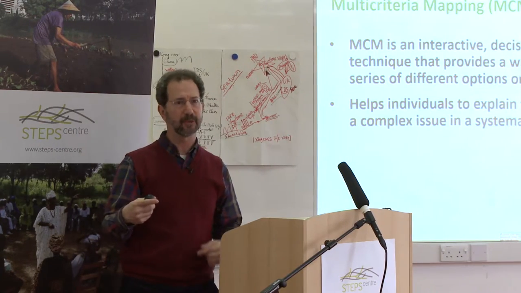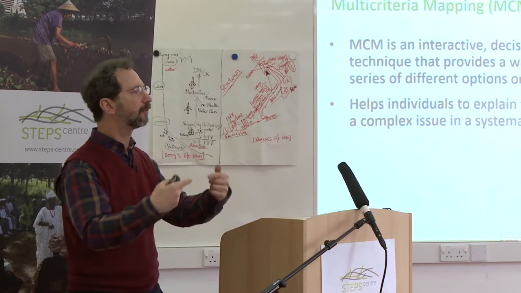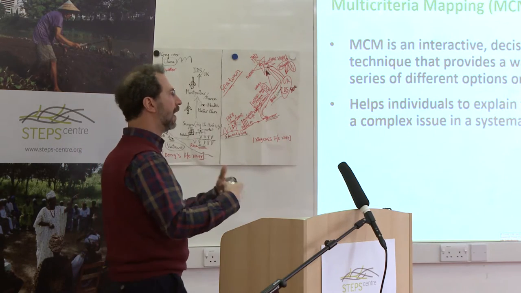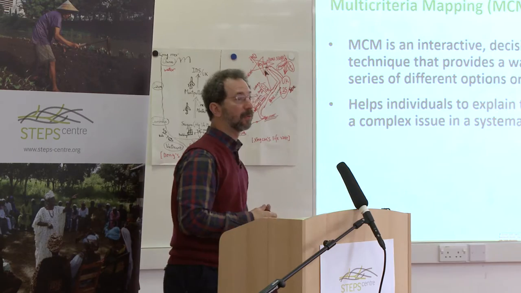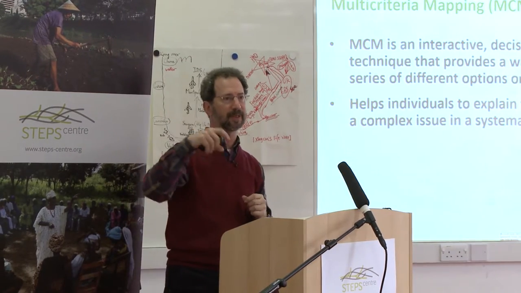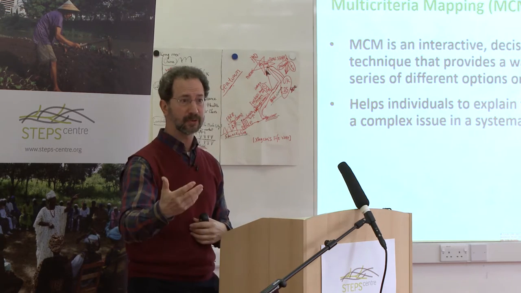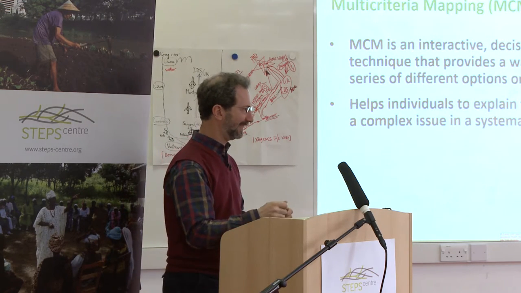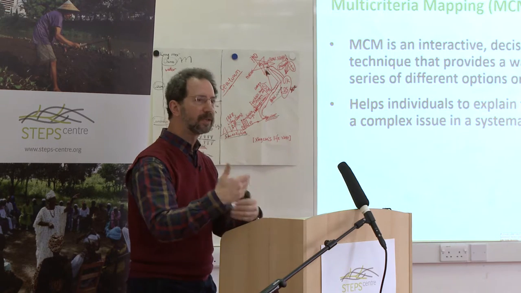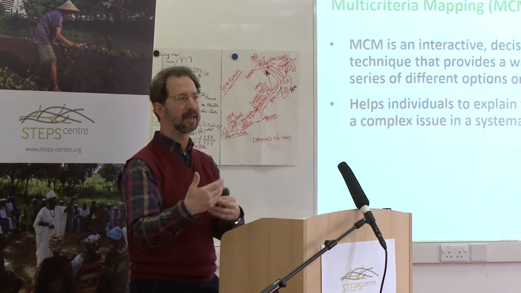Now, to get at this issue of analyzing the criteria, the pathways from the point of view of the different stakeholders, we employed this approach, which is on the STEPS website, and which we'll be talking about this afternoon, of multi-criteria mapping, which is a decision analysis technique that helps to use the actor's own criteria for appraising the different options, the different pathways that are available. So it's not us as researchers saying, here, use these criteria to make this assessment. What do you think? What are the criteria that you might use?